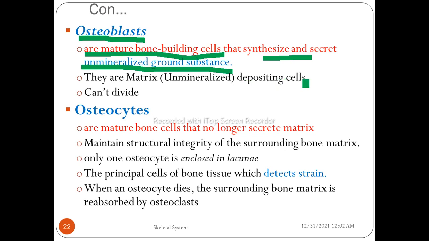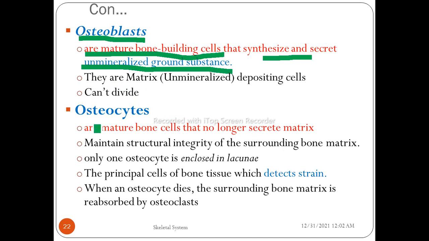They will deposit matrix, the unmineralized ground substance, and after that, when this becomes hardened, they will form mature bone cells. These mature bone cells are known as osteocytes. Also, osteoblasts can't divide.